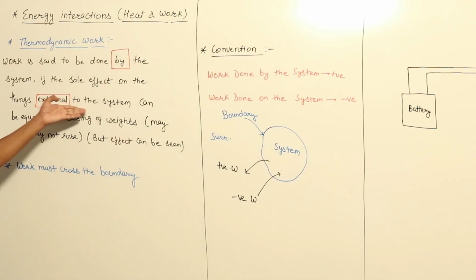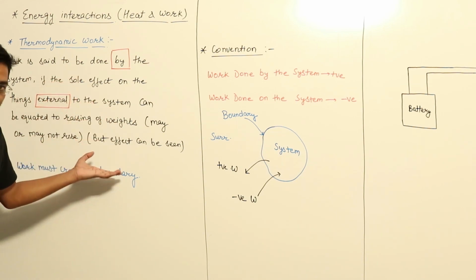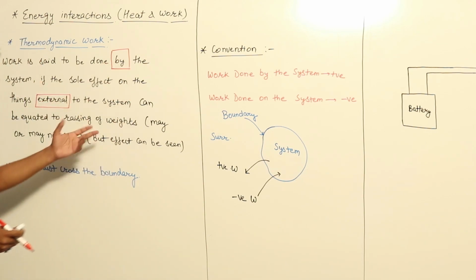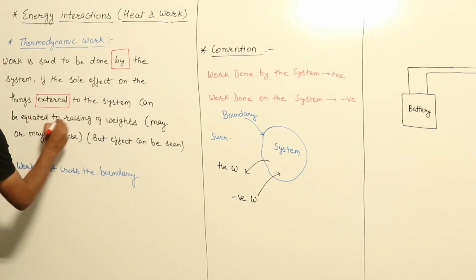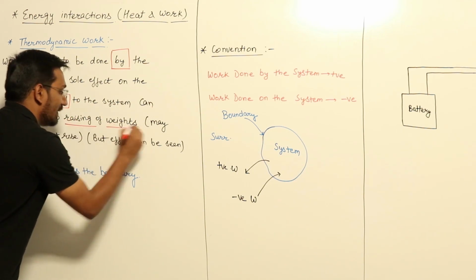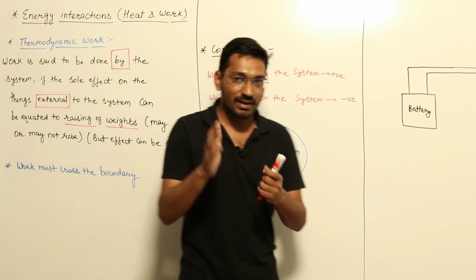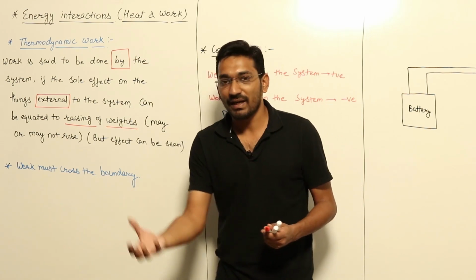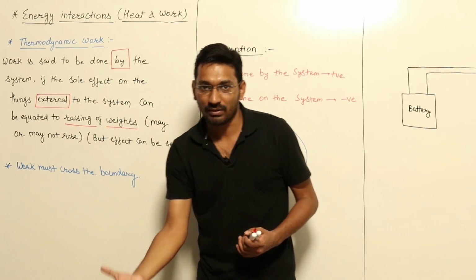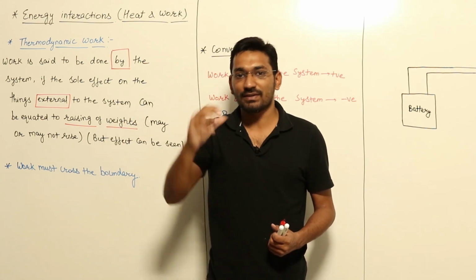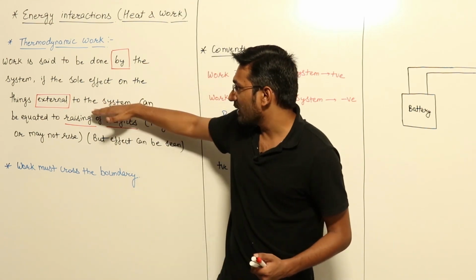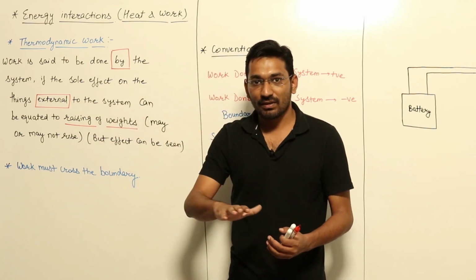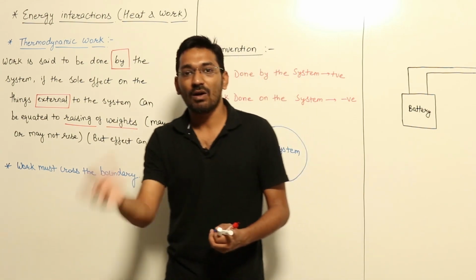So external to the system means the net sole effect of this work done by the system on the surrounding can be equated to raising of weights. Means we can just take this, that the net effect can be equated to raising of weights. Some weight may rise or some weight may fall down. Right? Lowering or raising of weights is one and the same thing. So the work which is external to the system can be equated to raising of weights. Weights may or may not be raising.